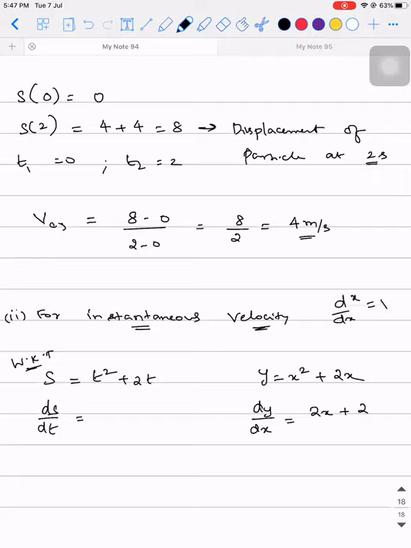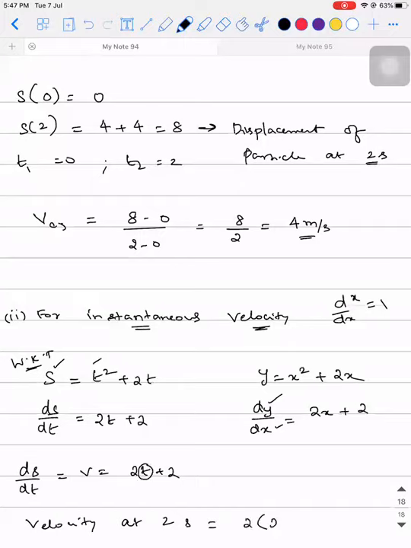Then what will ds by dt be? Instead of y in physics you have s, instead of x you have t. So ds by dt will be 2t plus 2. That's it. Then what are they asking? ds by dt is the velocity. Now velocity at what time is asked? At 2 seconds. So velocity at 2 seconds will be equal to 2 into, wherever t is there, substituted 2, plus 2. So what will you get the answer as? 6 meters per second.